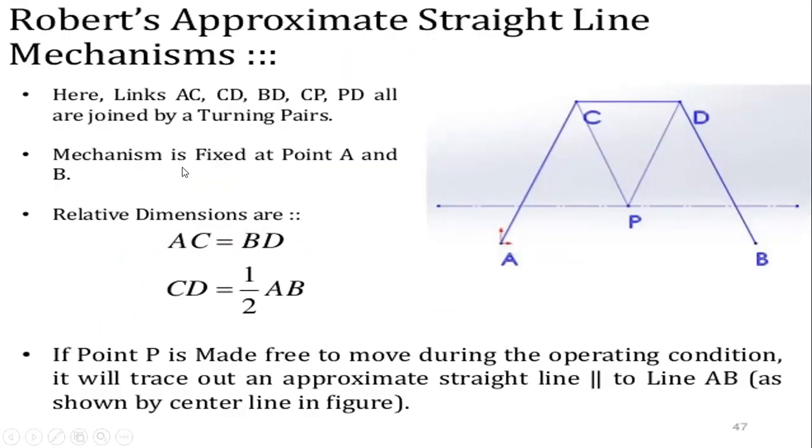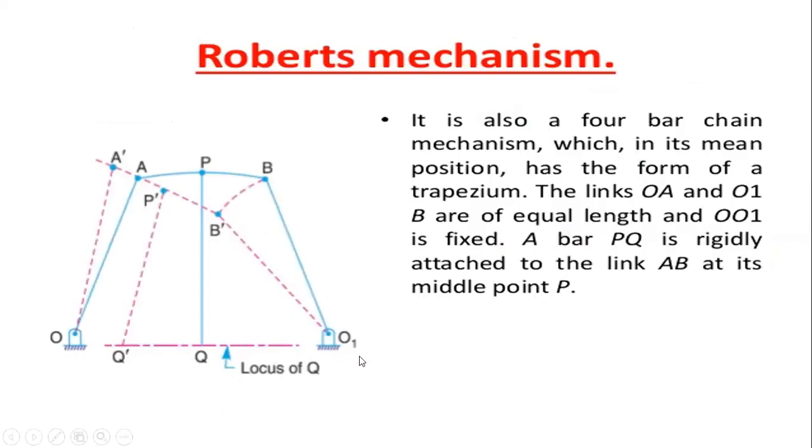Here the links AC, CD, BD, CP and PD are all joined by turning pairs only, which is used to oscillate from one end, that is oscillation of one end by the turning pair, and this mechanism is fixed at point A and point B. So in the earlier slide, they were fixed at O and O1. So we can take any type of points here, based upon the situation or based upon the preference.